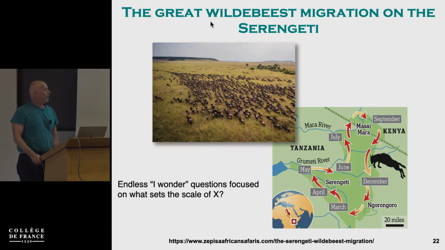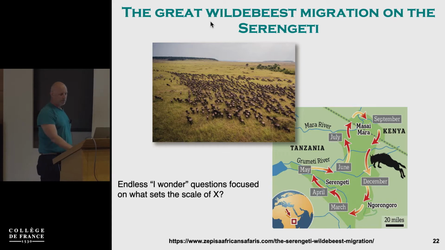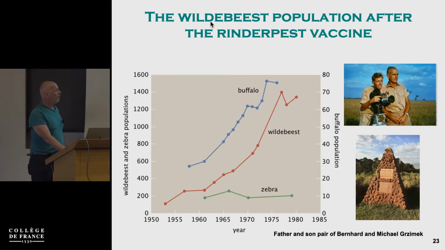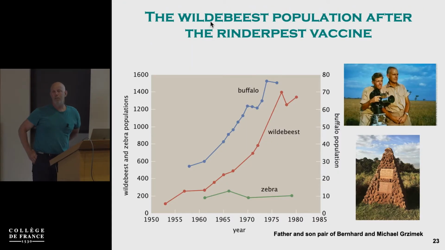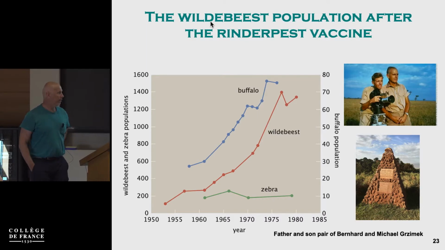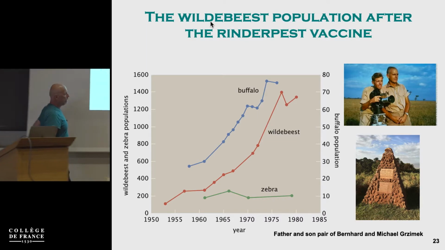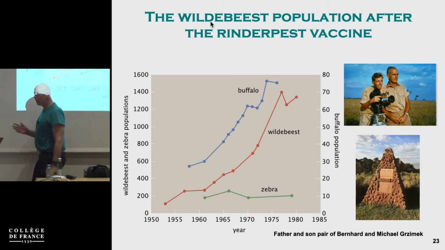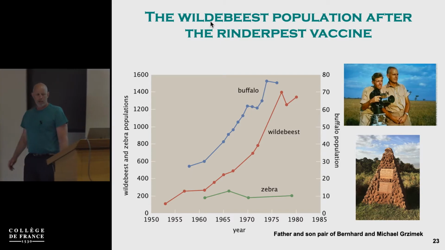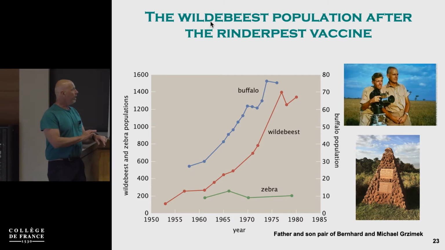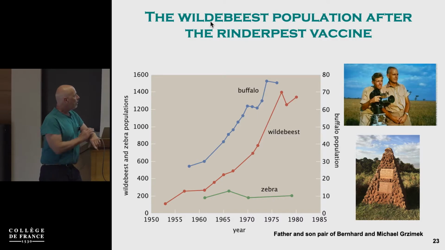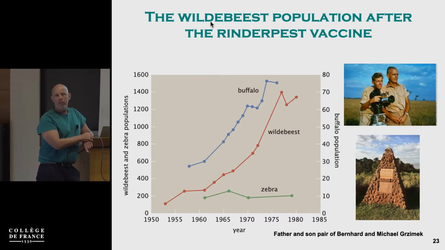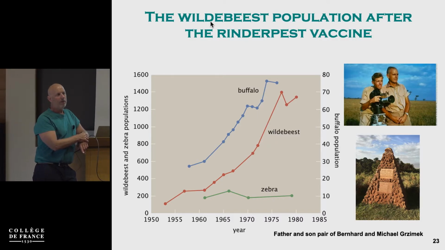So it turns out in the 1950s, people started taking a careful census, and in particular, this father and son pair. They're two German guys, Bernhard and Michael Grzimek. I can't recommend them highly enough. I'm not going to say much about it, but the stories of both of them are amazing in so many different ways. Just as one little side story, the father, at the end of World War II, he's the guy who saved all the animals in the Frankfurt Zoo.